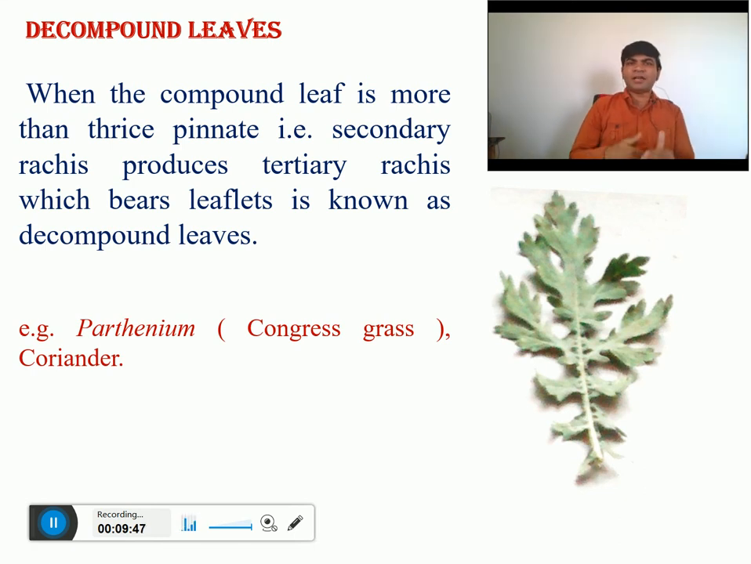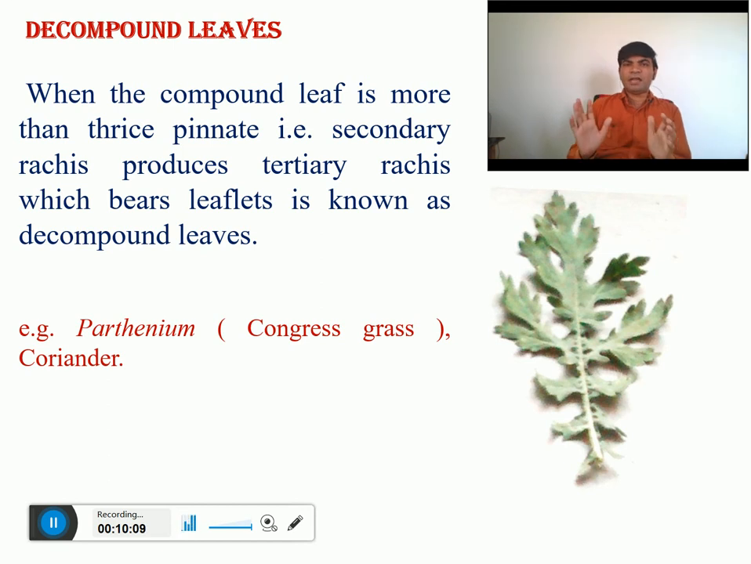When the compound leaf is more than thrice pinnate, meaning the secondary rachis produces a tertiary one, and again there is a formation of a number of rachis, and this cannot be defined. Such a type of leaf is called a decompound leaf. We can't say how many rachis are formed there.